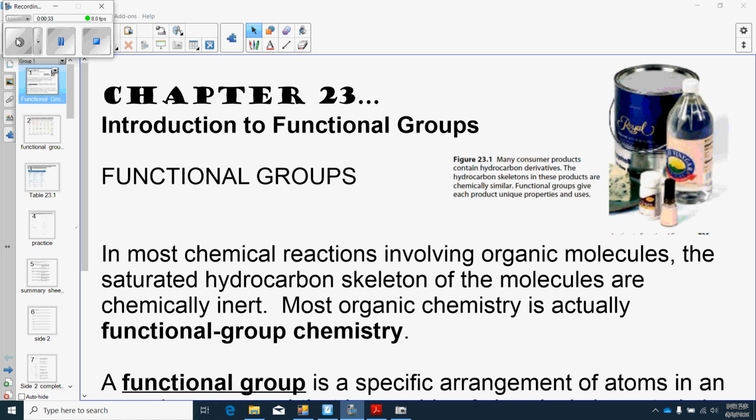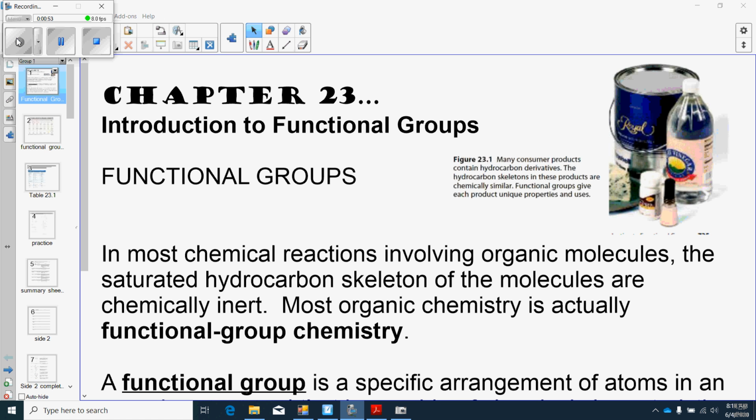And before we can actually move on to some new families, we need to discuss what the importance of a functional group is. So the functional group here is actually going to be a combination of atoms that really give the product its chemical and physical properties.